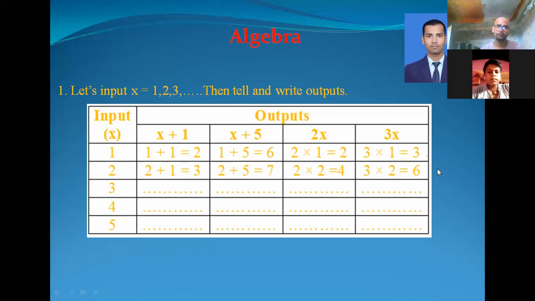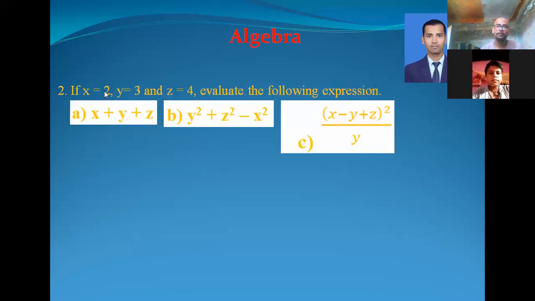So let's talk about the other question. We have here, if x is equal to 2, y is equal to 3, and z is equal to 4, evaluate the following expressions. And we have some questions here. In question number A, we have x plus y plus z. Similarly, in question number B, we have y square plus z square minus x square. In the same way, in question number C, we have x minus y plus z whole square by y.